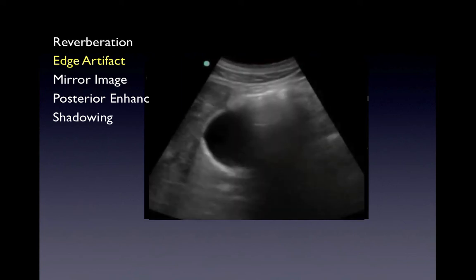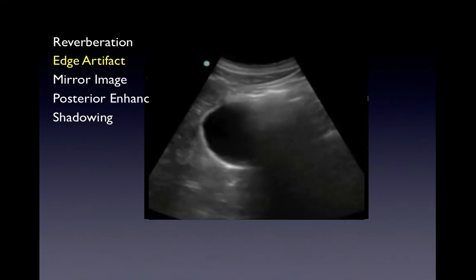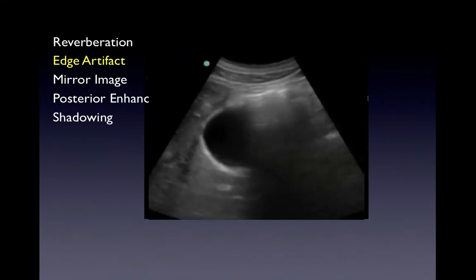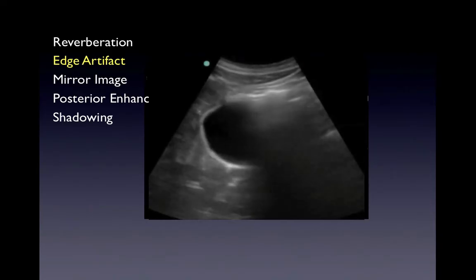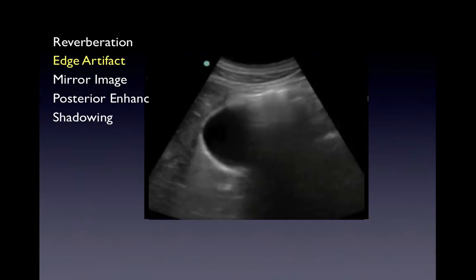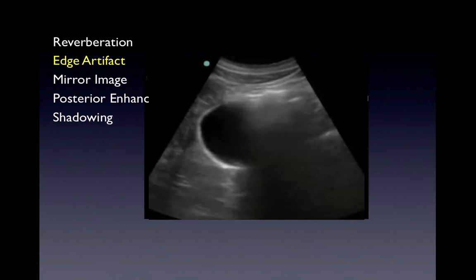So edge artifact is a result of refraction of the sonographic waves. Because of this, shadows may occur because the changes in the beam of the ultrasound, they're changing direction. So by definition, a change in the sound beam direction results because there's an oblique incidence of the sound beam as it crosses the boundary of tissues, tissues that have different propagation speeds, and specifically curved structures. So here we're looking and seeing reverberation that's occurring because of the gallbladder, the curved gallbladder wall.